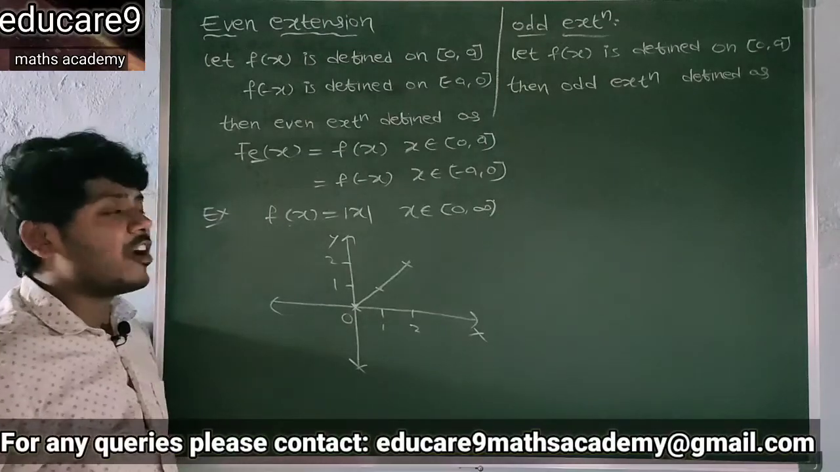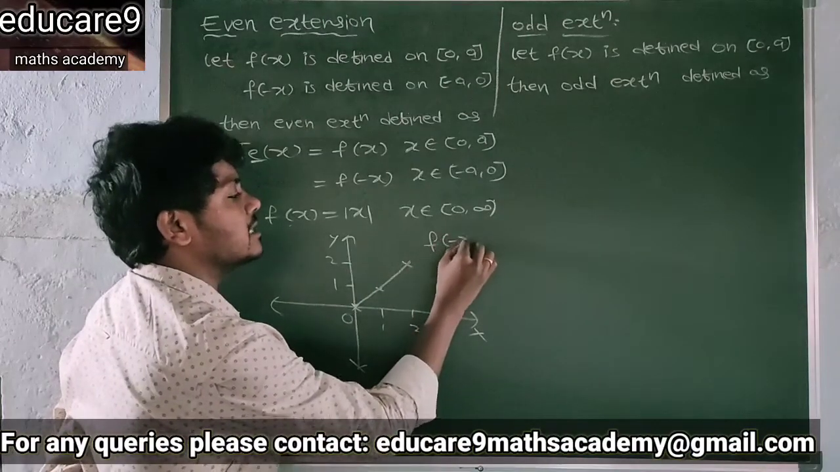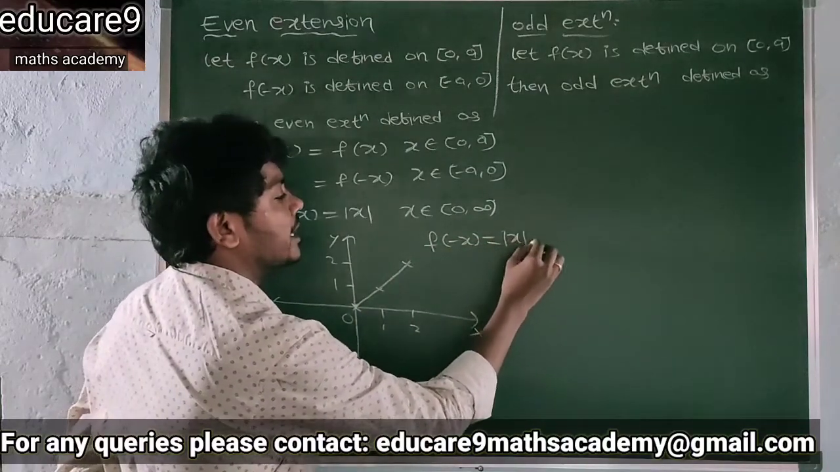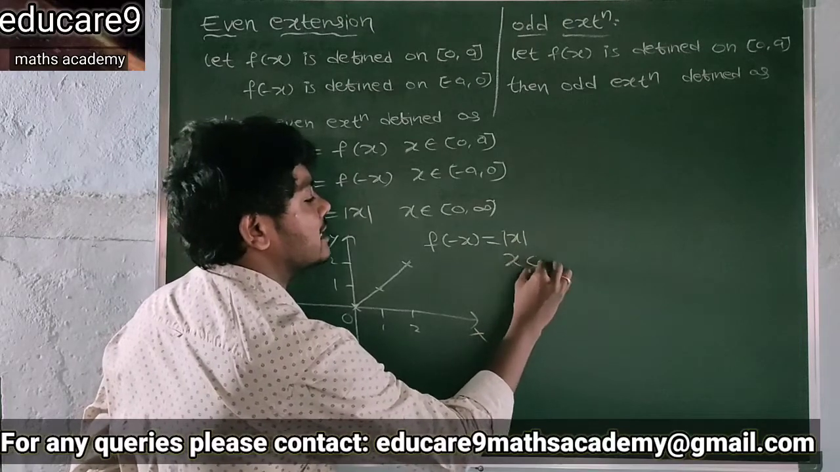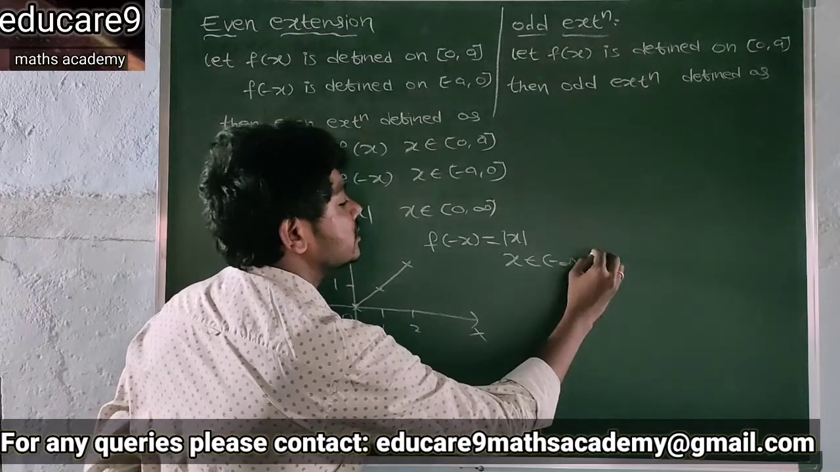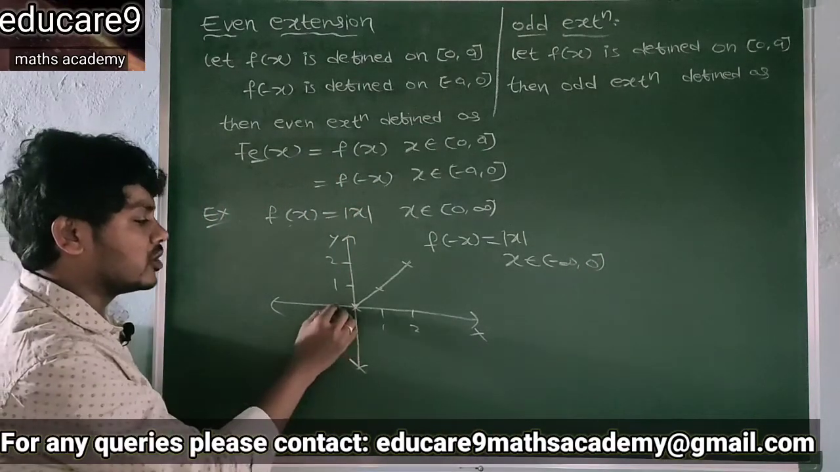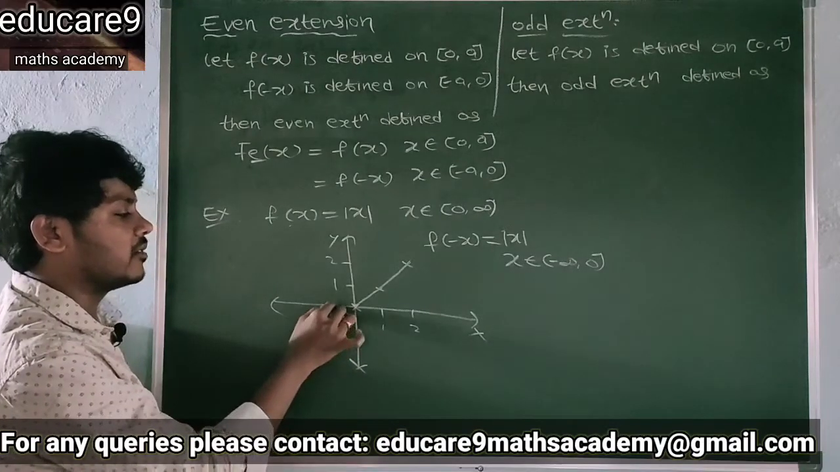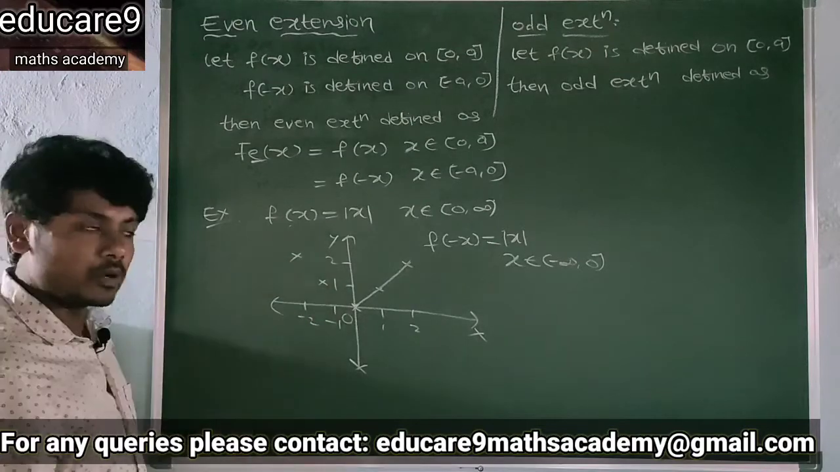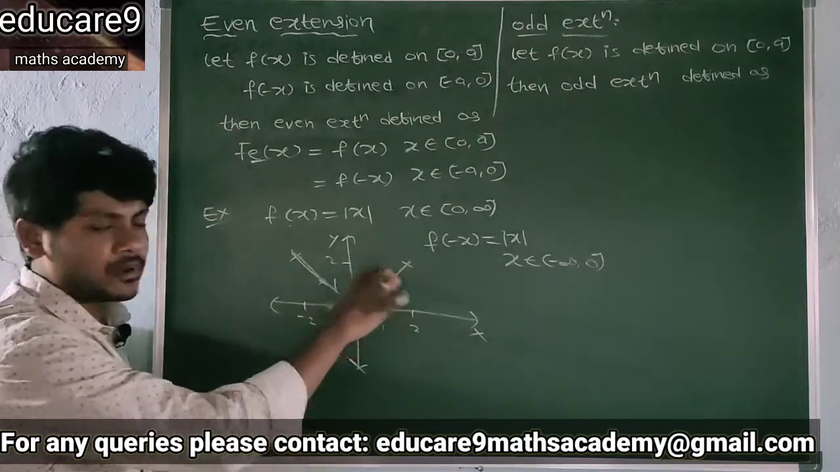Now what is f of minus x? See here, f of minus x is mod x. Now it is defined on the interval x belongs to minus infinity comma 0. See here, at x equals minus 1, what do you get? Plus 1 only. At x equals minus 2, you get 2 only. So therefore this is the extension of this function.